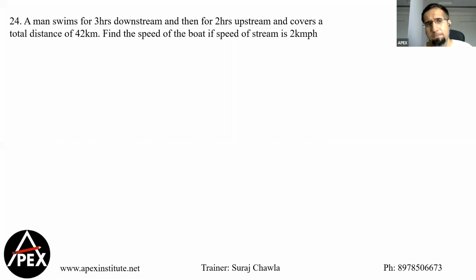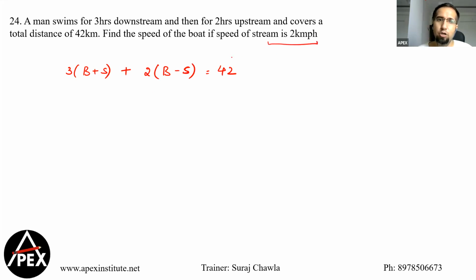Let's do it together. A man swims 3 hours downstream. So what is the distance covered in 3 hours? 3 into B plus S. And then he travels 2 hours upstream. 2 hours upstream becomes 2 into B minus S. Time into speed and time into speed. Now the total distance covered is equal to 42. Find the speed of the boat if the stream is running at 2 kilometers an hour.